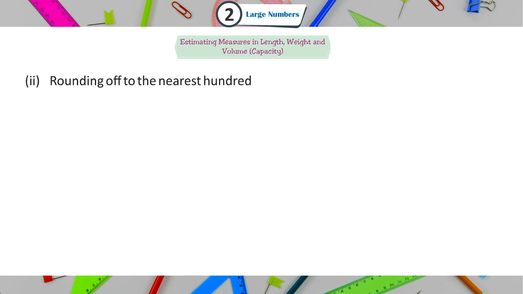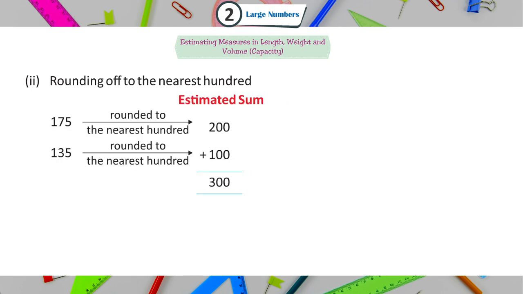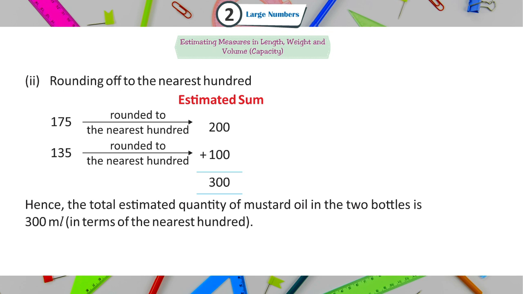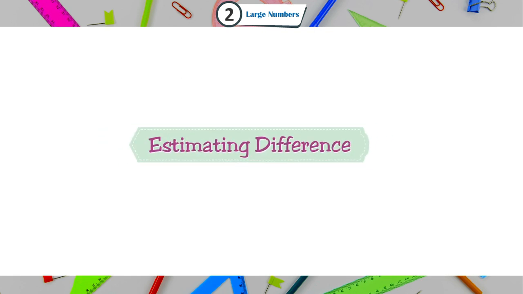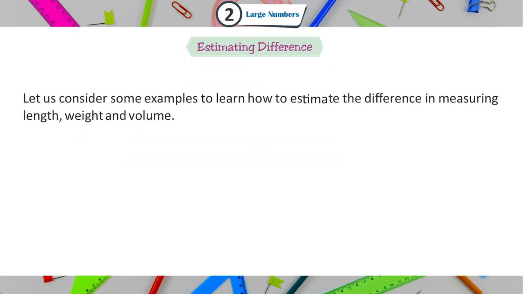2. Rounding off to the nearest 100. Estimated sum. 175 rounded to the nearest 100 is 200. 135 rounded to the nearest 100 is 100. 200 plus 100 is equal to 300. Hence, the total estimated quantity of mustard oil in the two bottles is 300 milliliters in terms of the nearest 100. Estimating difference. Let us consider some examples to learn how to estimate the difference in measuring length, weight, and volume.